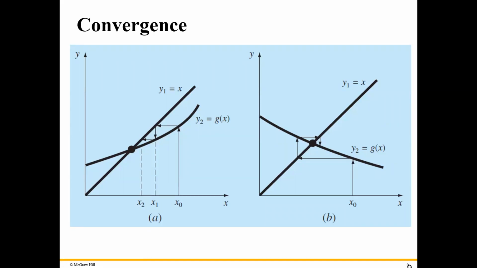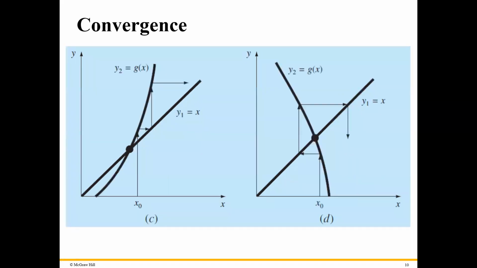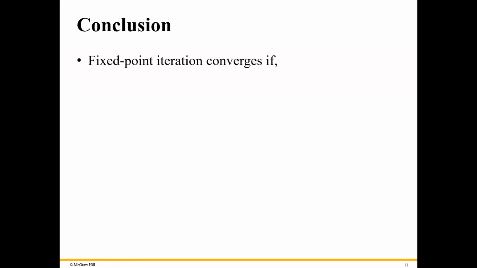In other words, the derivative of that function represents the slope. So the slope of this g of x is less than 1, and we can see that the solution is converging. But in the case where the solution was diverging, y2 equals g(x) is actually a steeper function than y equals x. In that case, the solution is not converging. With each iteration, we are moving away and away from the solution.